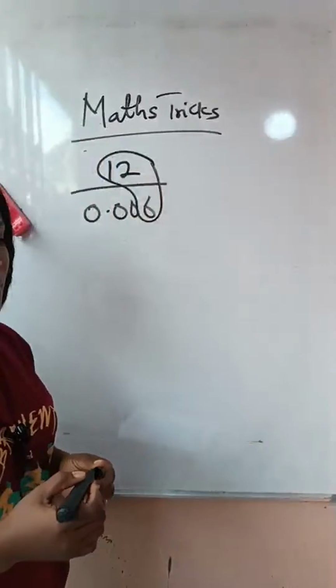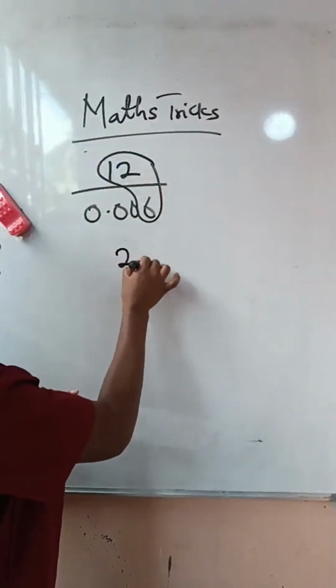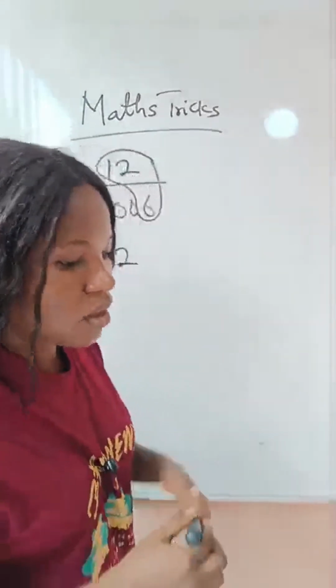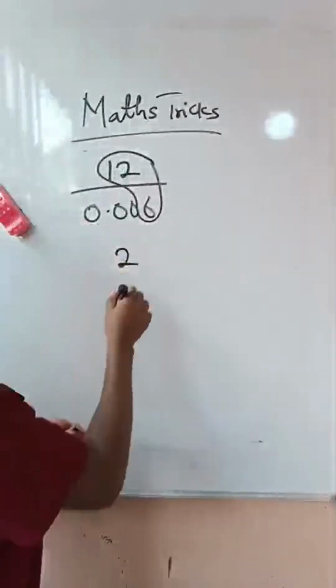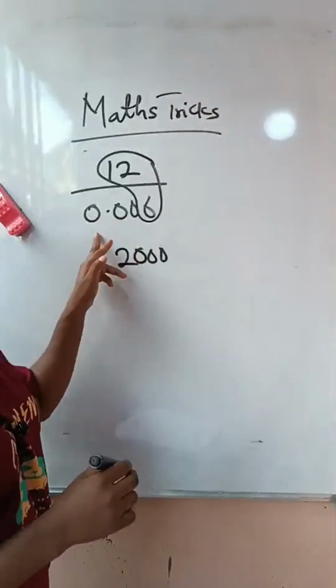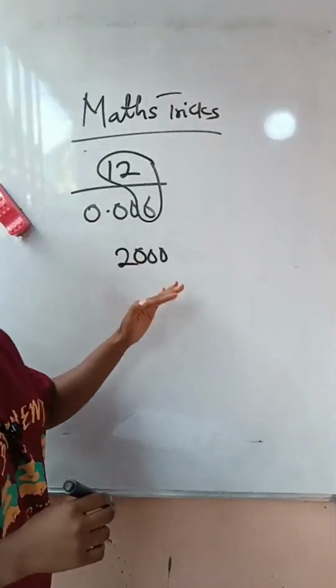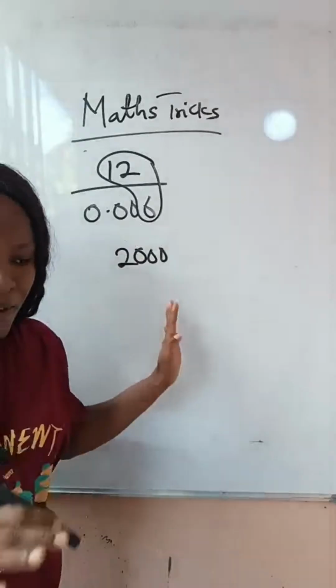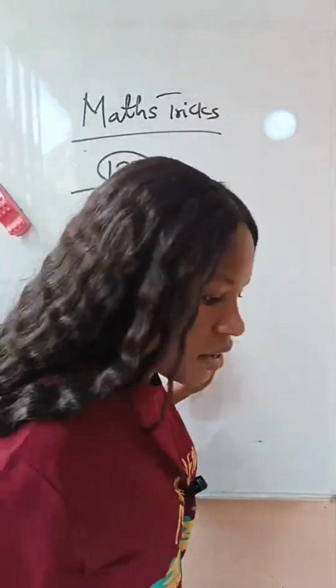Divide 12 by 6. You have 2. Yes, exactly. At PK, you have 2 and you add 3 zeros in front because we have 3 zeros here. So it's going to be 2,000. Very simple. Thank you, at Dio.